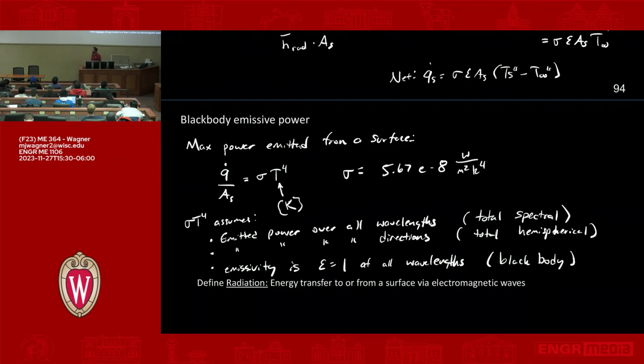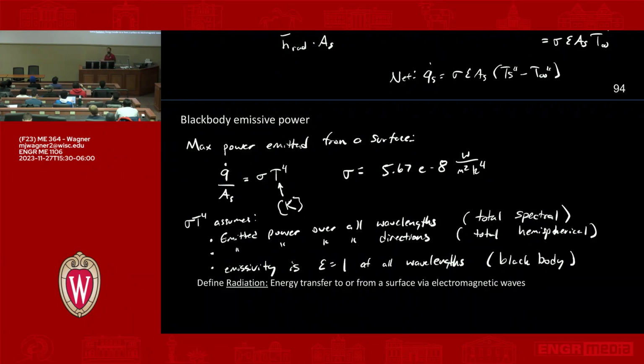If you're looking at a piece of metal, a piece of paper, or some other material, say hydrogen, they all have different abilities to emit radiation as a function of wavelength. What we're assuming with sigma T to the fourth is that it's this ideal surface, something called a black body.